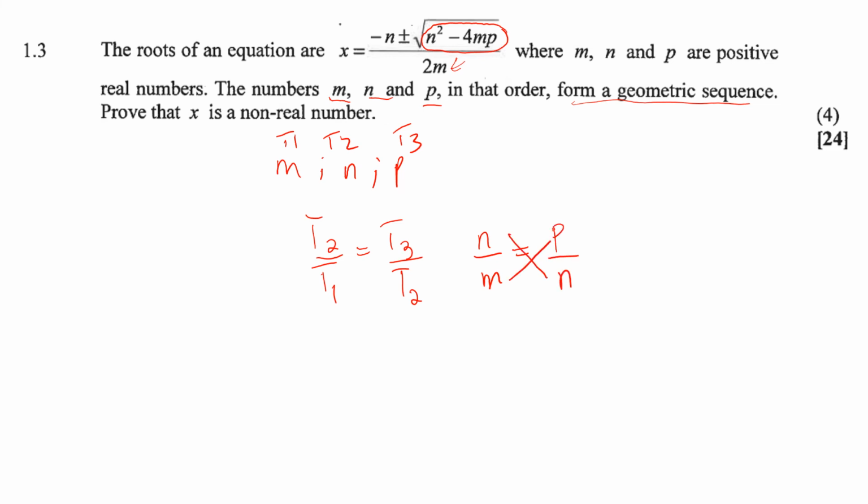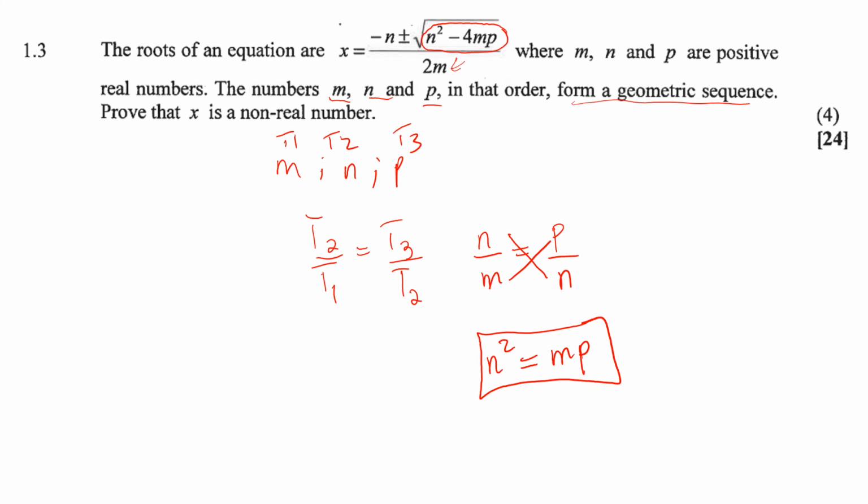We can actually cross multiply this. We get n squared is equal to mp. Can you see? n squared is equal to mp. We got this equation from the given information, right?